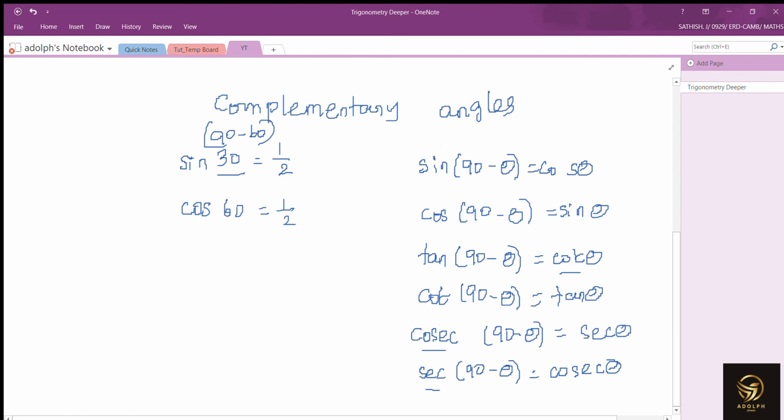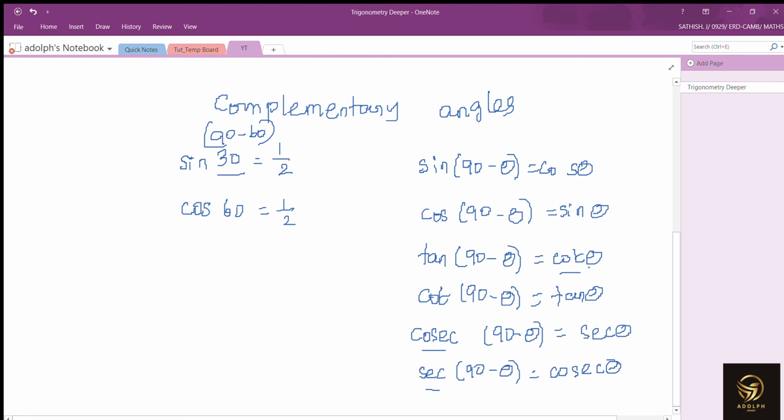Before that, you just keep these things in your mind. Complementary angles are exchanging the ratios, like sine 90 minus theta is the same as cos theta, and cos 90 minus theta is sine theta. So this is one small example we have, and if you want further, you can check for all the values of theta. These rules will get satisfied.